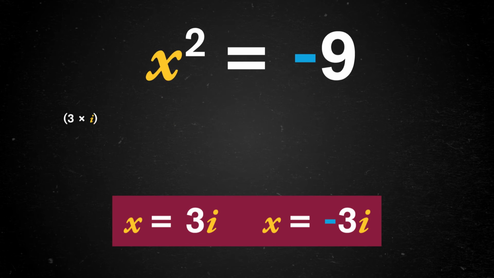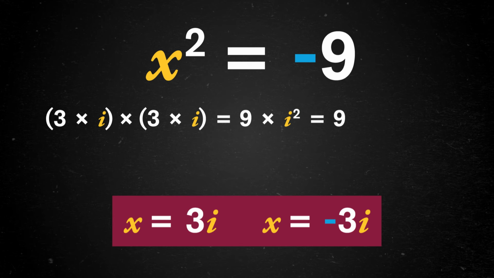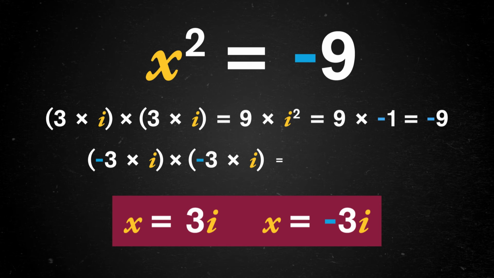3i squared is 3 times i times 3 times i, which is 9 times i squared, which is 9 times negative 1, which is negative 9. Woohoo! And negative 3i squared is negative 3 times i times negative 3 times i, which is 9 times i squared again, which is negative 9. Double woohoo! One of the greatest surprises in the human story of mathematics is that the imaginary numbers are enough to solve all polynomial equations.